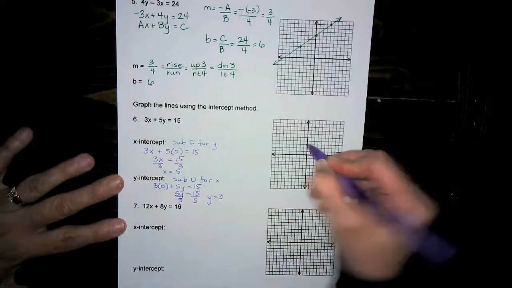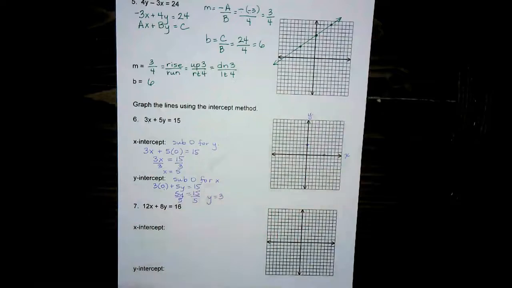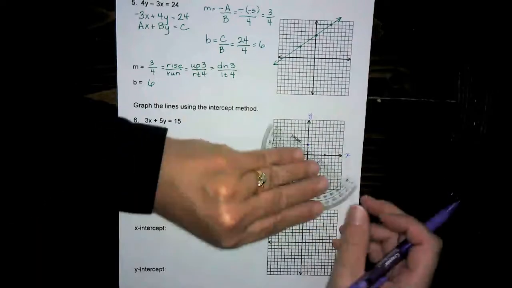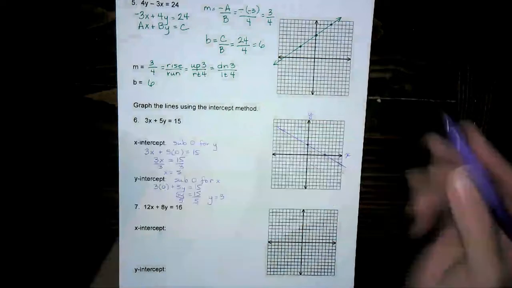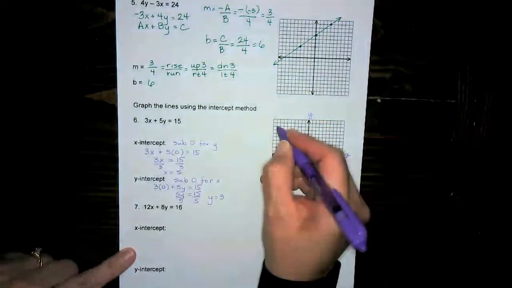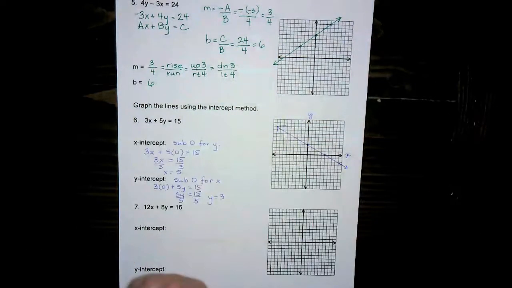1, 2, 3. So now with those intercepts, we have 2 points that we can line up and draw our graph, our line. See, in order to draw a line, you need at least 2 points. And the intercepts here give you those 2 points to work from.